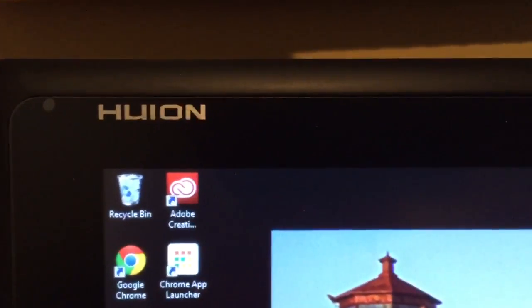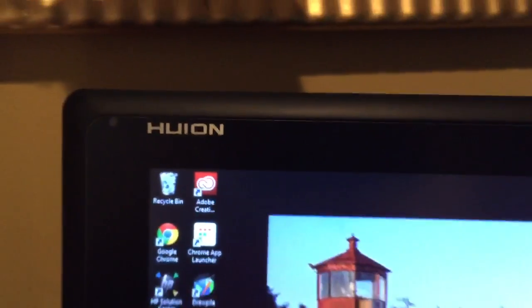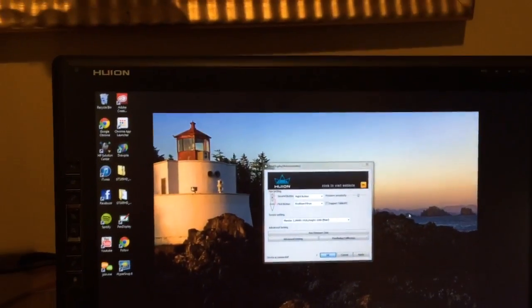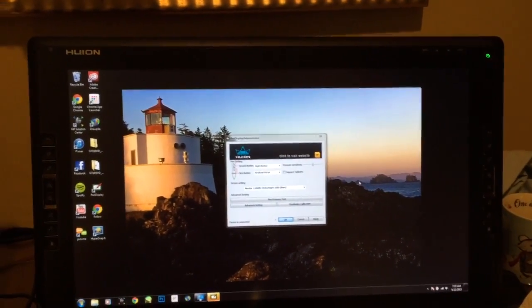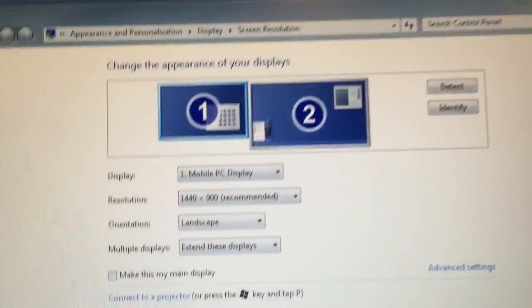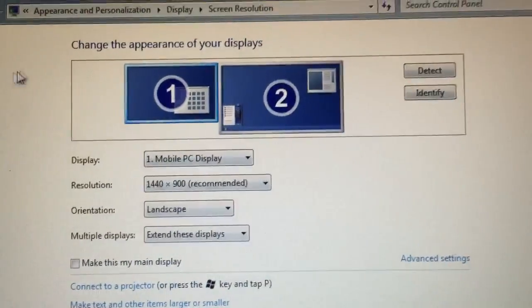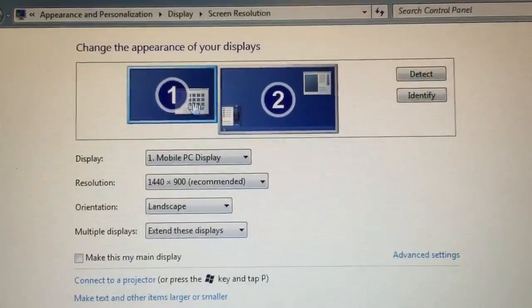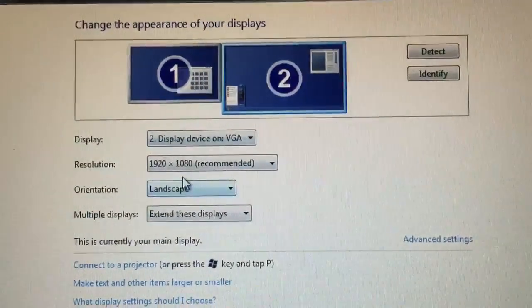Hi. So we're having some problem with the new tablet. This is the 185HD, and we have the laptop over here, and we made these settings. Here's the laptop, and here's the tablet.